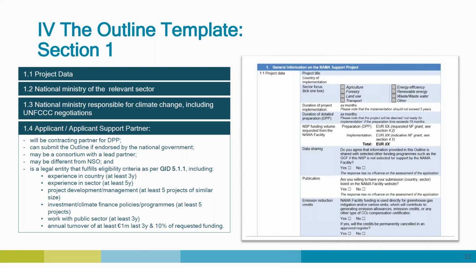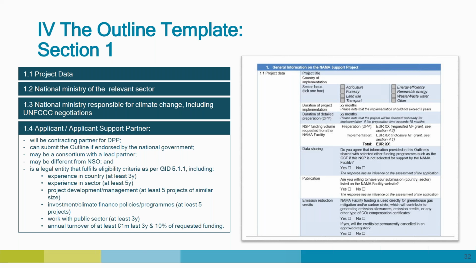As Jose explained earlier in this webinar, the applicant support partner acts as the contracting partner for the detailed preparation phase and is a legal entity that should have sufficient capacity and experience to ensure a sound, detailed preparation of the NSP. However, we want to stress that the applicant support partner does not necessarily need to have the capacities and experience necessary for project implementation.